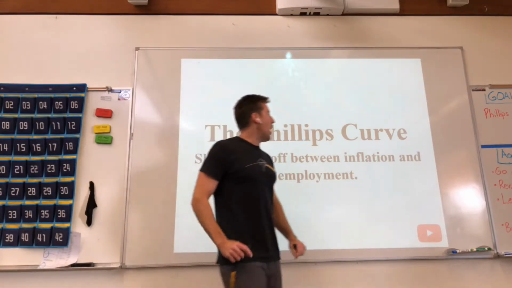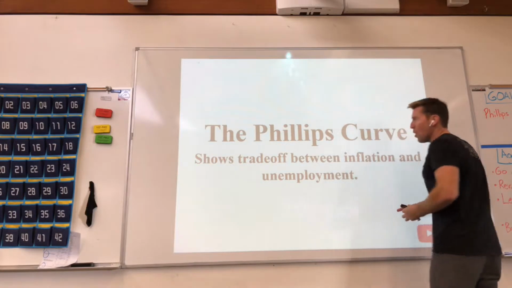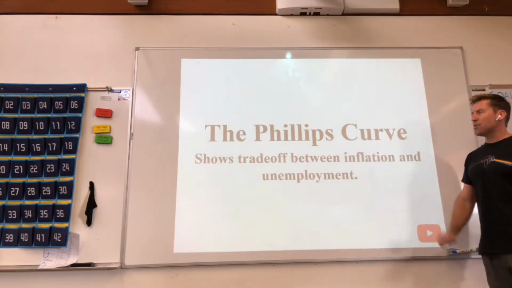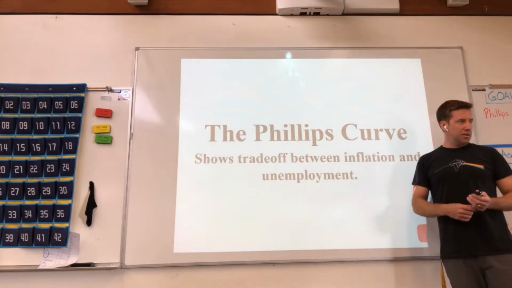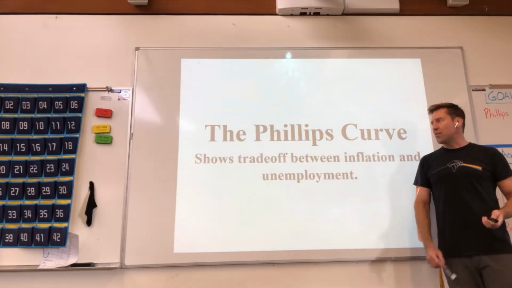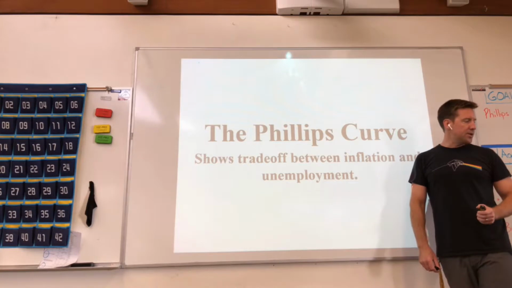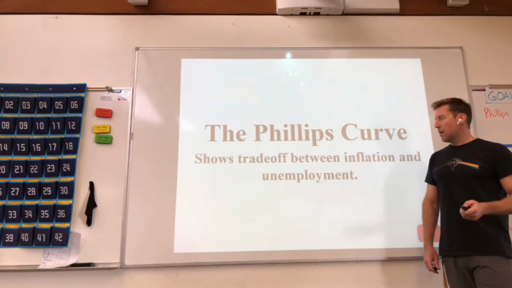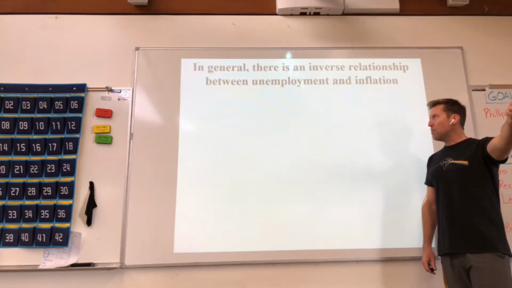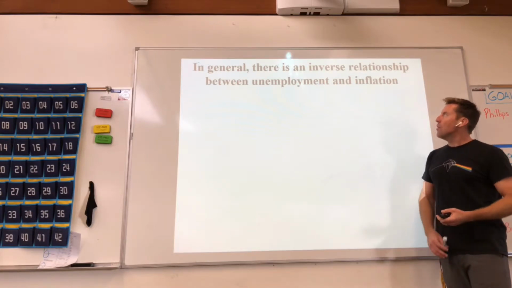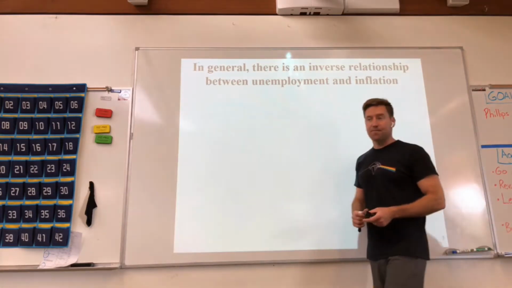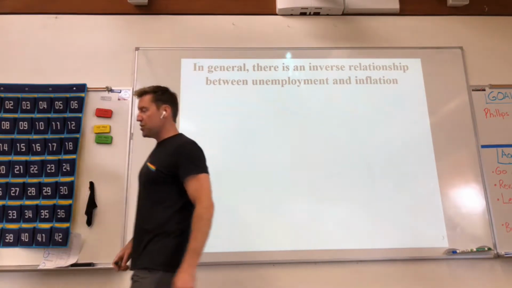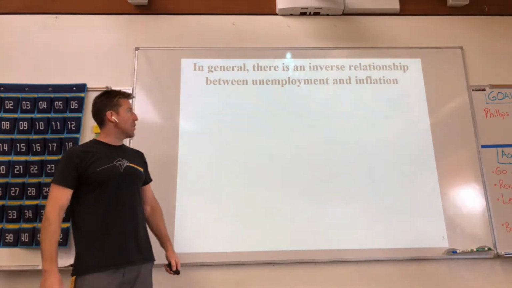I'll go to the other side. Aggregate supply, aggregate demand. What does the Phillips curve do? It shows the trade-off between inflation and unemployment. So, in general, there's an inverse relationship between unemployment and inflation.